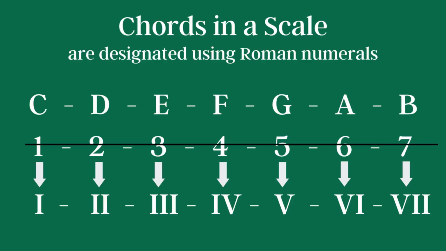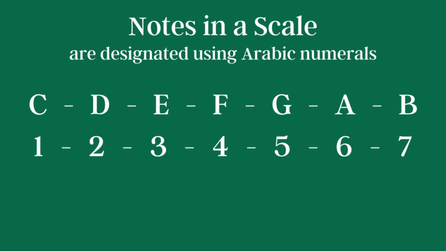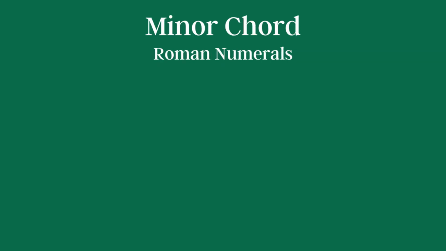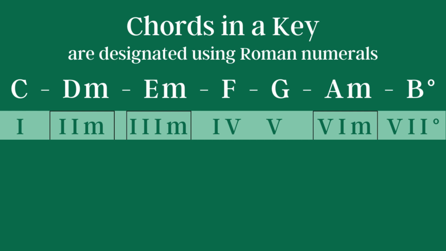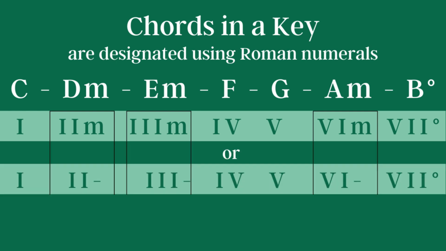A quick side note. When talking about modern music theory, people will very often use Roman numerals to designate chords, and Arabic numerals to designate singular notes. Roman numeral minor chords can be designated with a lowercase m, a minus sign, or by making the numerals themselves lowercase. This would be something you'd see to describe major key chords.